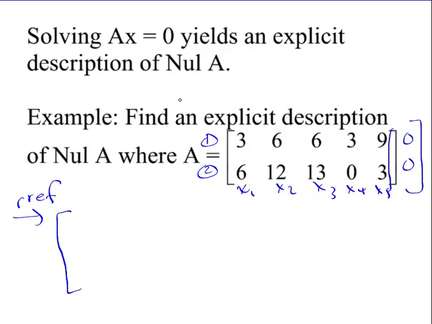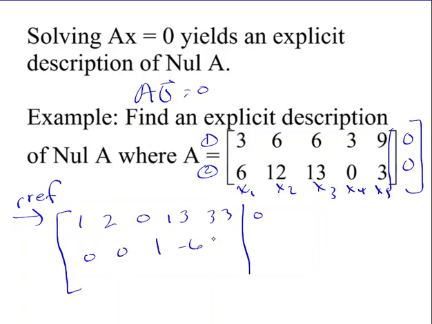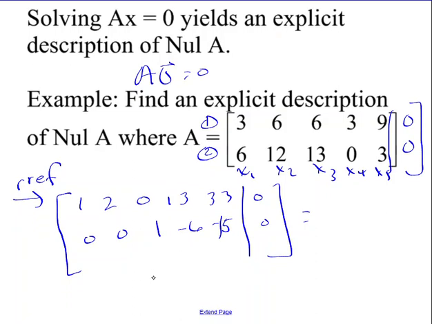But we obviously see that the 0 vector does exist in it. If x1, x2, x3, and x4 all equal 0, then A times 0 does equal 0, right? But what do they look like in general? That's the question that we're asking. So when we row reduce this thing, we get 1, 2, 0, 13, 33. Those are the values that we have for the coefficients. And then 0, 0, 1, negative 6, negative 15. We augment that with 0, and we know how to read what that matrix says.